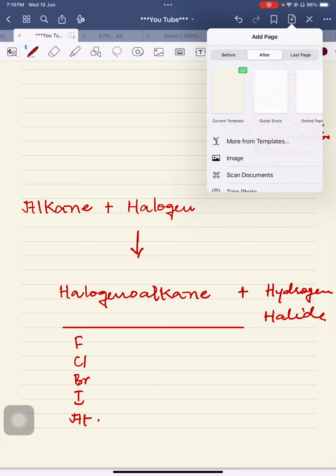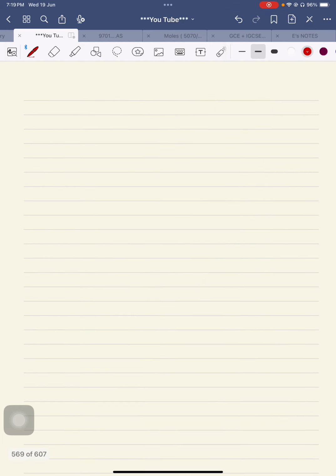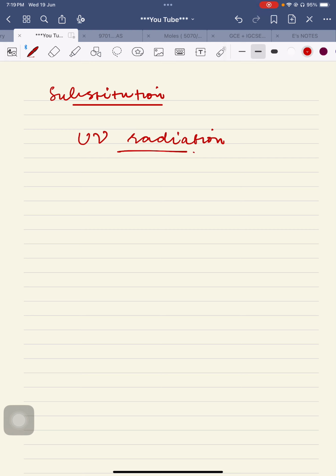Okay, now the point is this, that when we are looking into substitution, it is a continuation of substitution. We are going to make the practice of substitution reaction as well according to your syllabus. There is one point which you should know, and that is called ultraviolet radiations of sun. This reaction of substitution with alkanes requires one very important factor, and that is the availability of ultraviolet radiations.